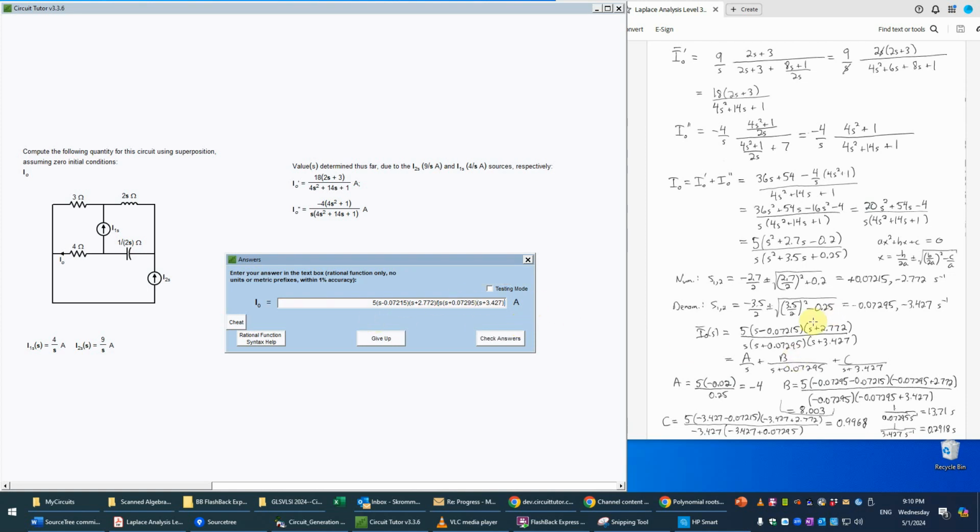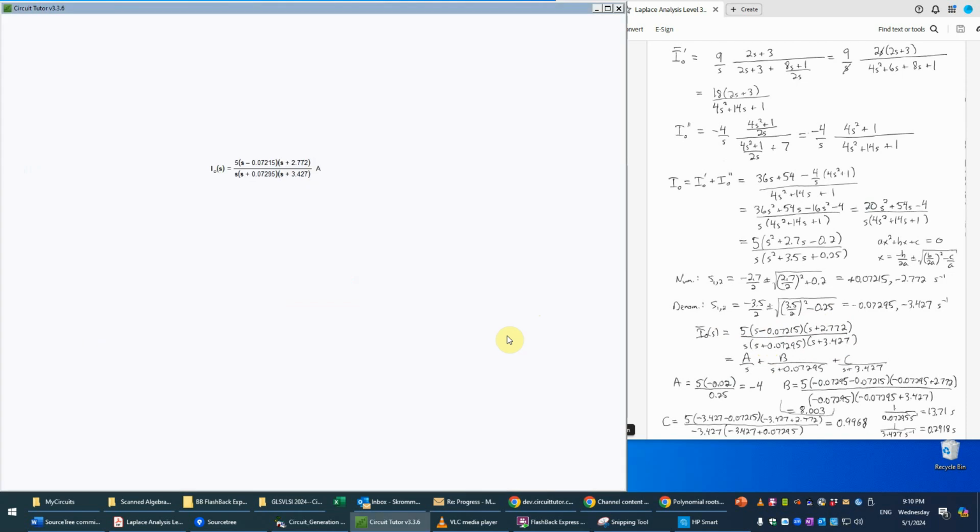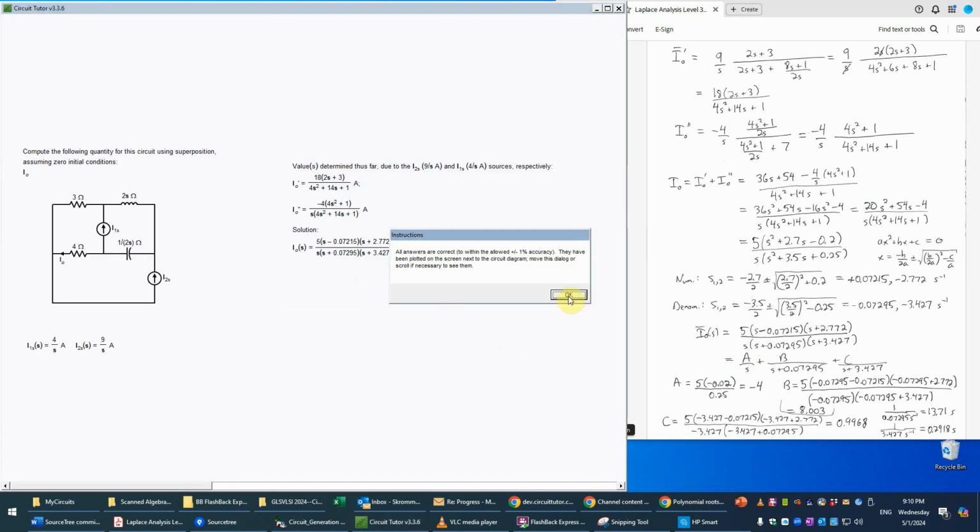Okay, so I'll just proofread that a little bit here because I don't want to make a mistake. And looks like that's good, so we'll check that. And indeed, that is correct.